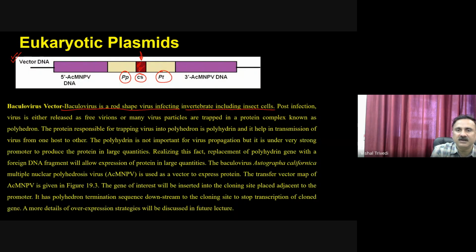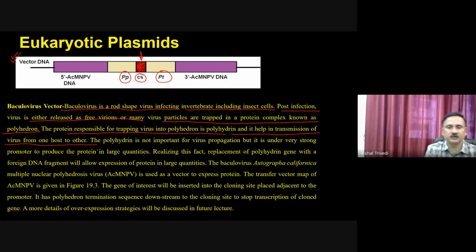So this can be replaced with this, right? Post-infection, the virus is either released as a free virion, or many virus particles are trapped in a protein complex such as polyhedron, right? The protein responsible for trapping the virus into polyhedron is polyhedrin, and it helps in the transmission of viruses from one host to another.